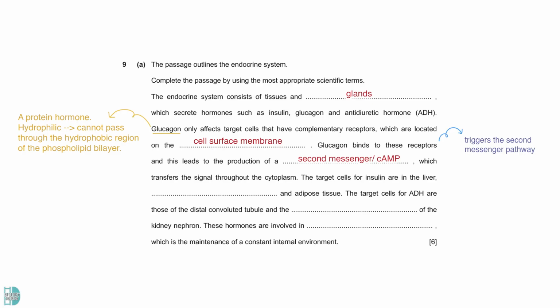Insulin has 3 target cells: liver cells, muscle, and adipose cells. ADH has 2, the DCT cells and the collecting duct cells. These are the cells involved in the reabsorption of water from the filtrate back to the blood. The maintenance of a constant internal environment is known as homeostasis.